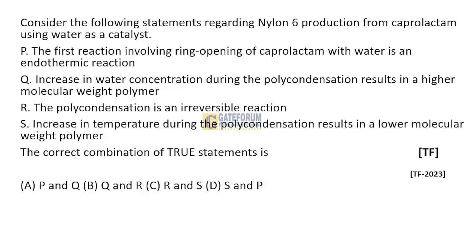So coming to the next question, that says consider the following statements regarding nylon 6 production. This question is based on nylon 6. Nylon 6 is made up of caprolactam and using water as a catalyst. There are four statements given and you have to identify which is the correct statement. First statement says that the first reaction involving a ring chain opening of caprolactam with water is an endothermic reaction. Second statement says that increase in water concentration during the polycondensation results in higher molecular weight polymer. Third is the polycondensation is an irreversible reaction. And the fourth statement says that increase in temperature during the polycondensation results in lower molecular weight polymer. So you have to identify which is the correct statement or statements.